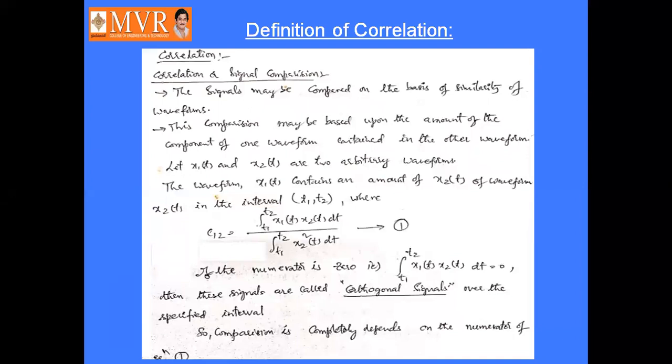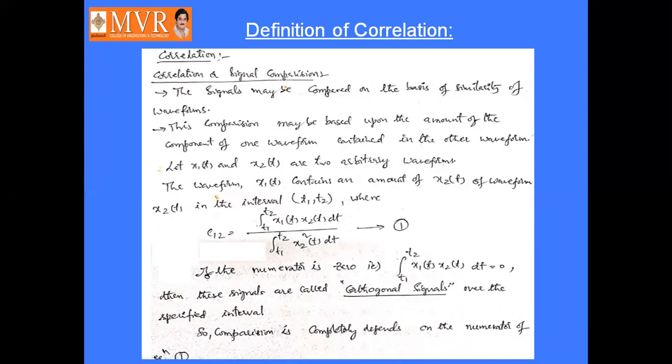The waveform x1 of t contains an amount c12 of the waveform x2 of t in the interval t1 to t2. So there is a similarity between these two in the interval t1 to t2, where c12 is equal to integral t1 to t2 x1 of t into x2 of t dt, divided by integral t1 to t2 x2 square of t dt. This is equation number 1.